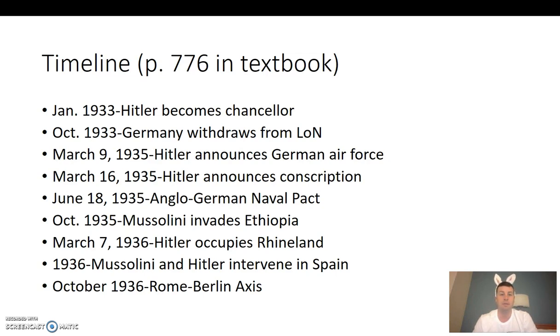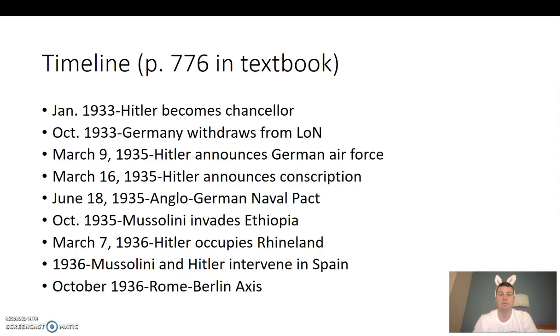This timeline in your textbook is really invaluable. I'd recommend you take a peek at that. It really does a nice job of laying out the origins of World War II. January 1933, we talked already about Hitler becoming chancellor. And then in October of 33, Germany withdraws from the League of Nations. And so Hitler's kind of testing the waters here, feeling things out. What can he get away with?